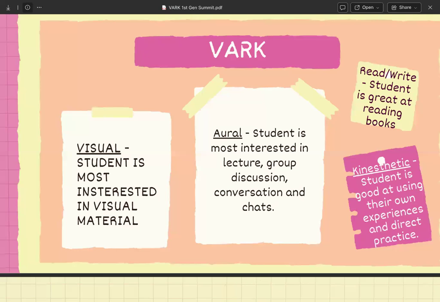Read write or rhetoric. Student is great at reading books, documents, and anything they created on their own. A teacher must use written material to keep the interest of these learners. K, kinesthetic. Student is good at using their own experiences and direct practice, also widely known as hands-on. Teacher must bring items into the classroom that these students can touch and learn how to use.